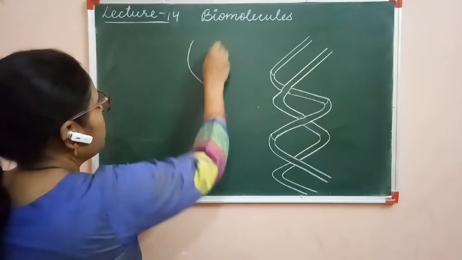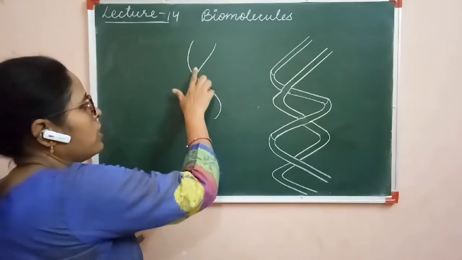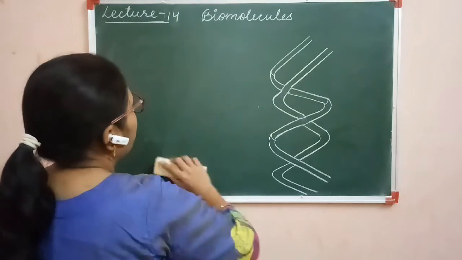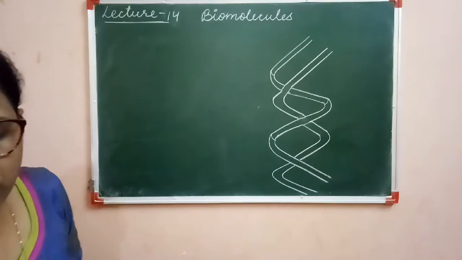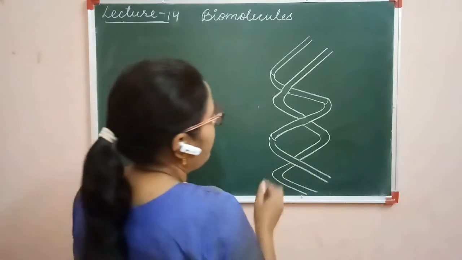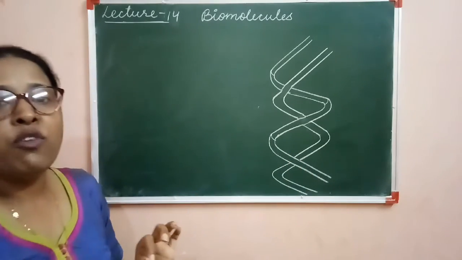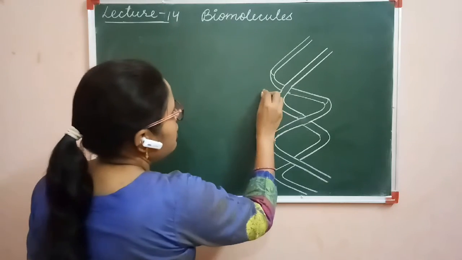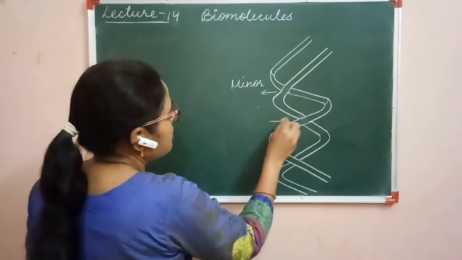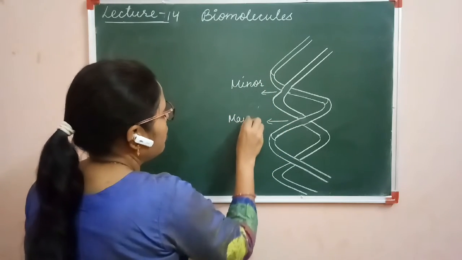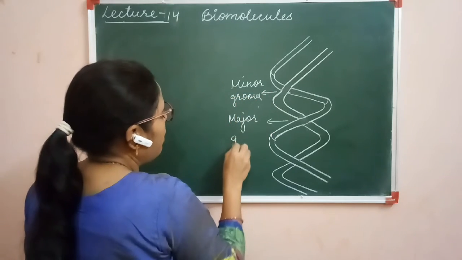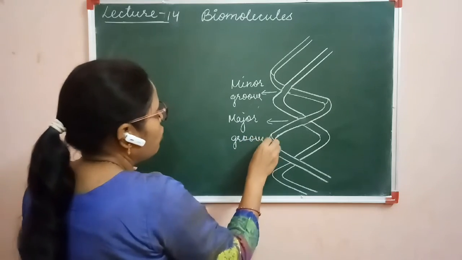Now this type of structure is wrong. Here the cross is there. So there is no cross or overlapping between the two strands. So this is the structure of DNA. In this case, we will see one major groove and one minor groove. This groove is the minor groove and this is the major groove. Here this is the minor groove and this is the major groove.